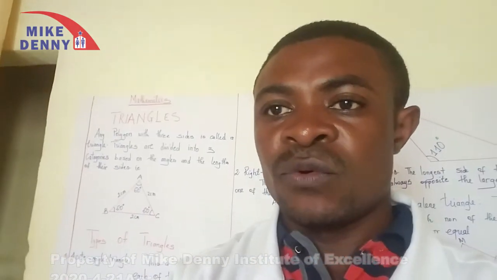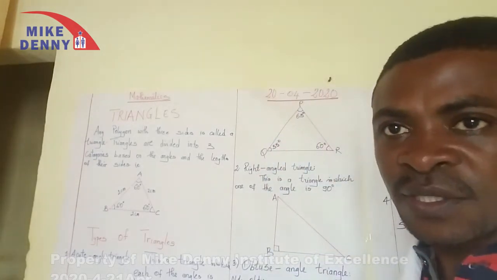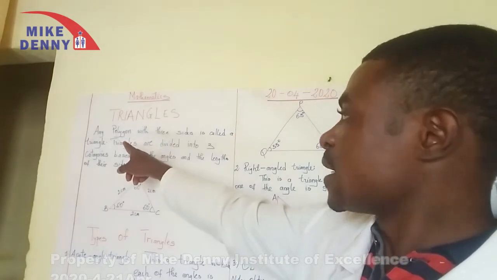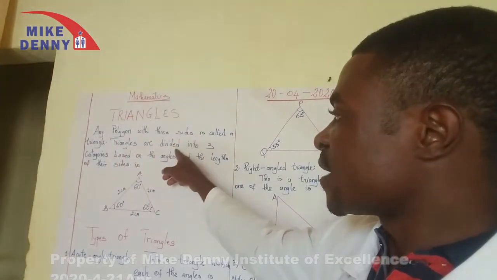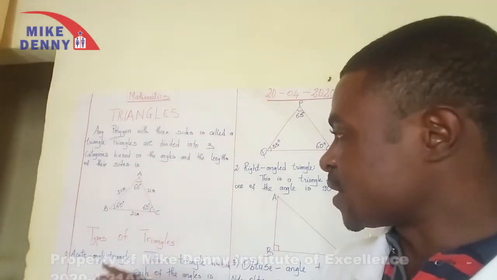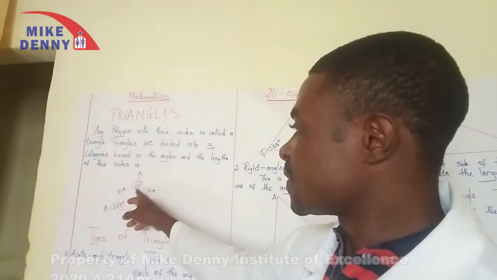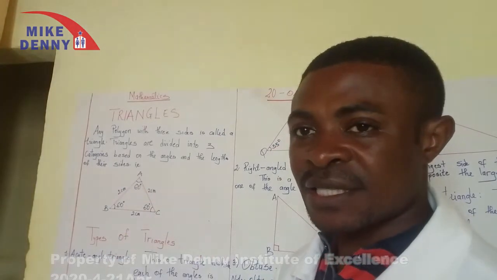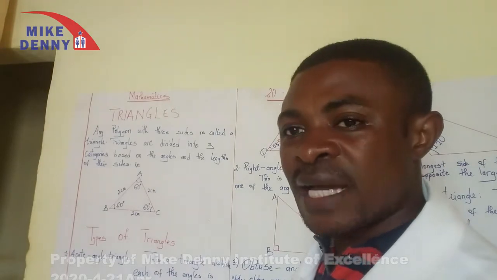Okay, I gave you a couple of minutes to look at our notes. So you are going to take this down. We start from the definition. We say any polygon with 3 sides is called a triangle. And triangles are divided into categories based on what? The angles and the lengths of their sides. So we take the first triangle. That's an example of a triangle. It has 60 degrees, 60 degrees, 60 degrees. This will have 2 centimeters each. That is a triangle.